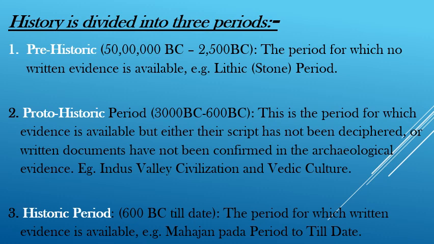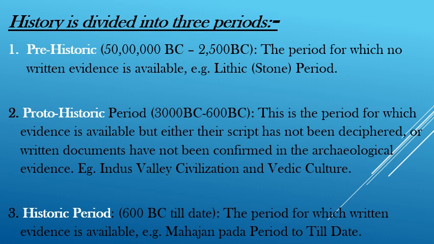to study the things. Protohistory is the period in which evidence is available, but either the script hasn't been deciphered or written documents have not been confirmed in the archaeological evidence, just like the Indus Valley civilization and Vedic literature. If you talk about the later Vedic period, there are no written records, because the Vedas and epics were written in the later Vedic period during the Mahajanapada period, around 600 BC. The later Vedic period begins with 1000 BC to 600 BC. At that time, no written records are available, and whatever is present, the script has not been deciphered.